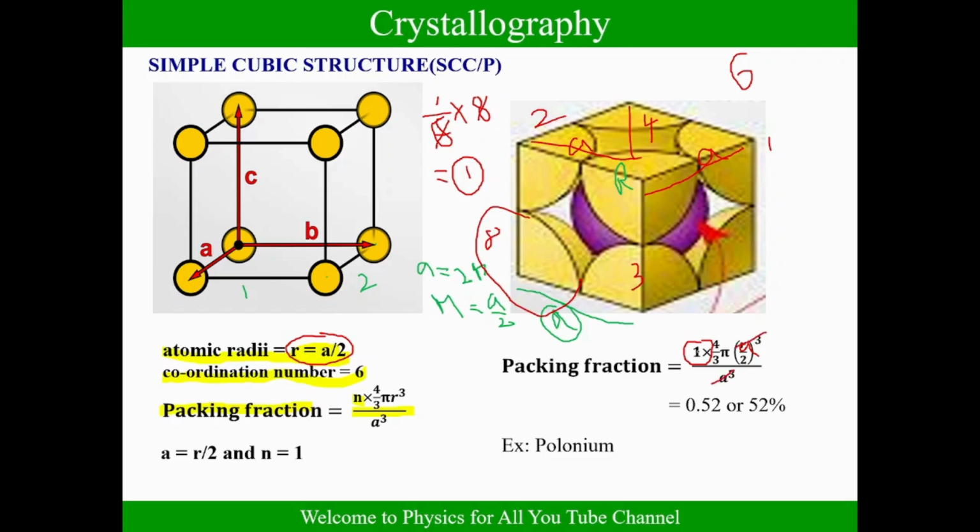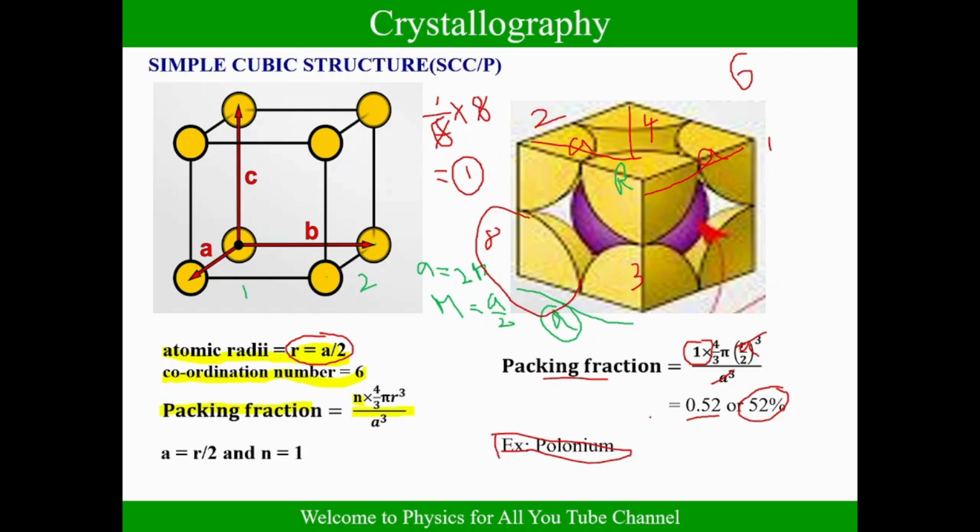After cancelling the a power 3 terms, we calculate the remaining numerical. What will we get? 0.52 is the packing fraction of simple cubic structure. Generally, packing fraction is mentioned in the form of a percentage. Therefore, packing fraction of simple cubic structure is equal to 52%. Polonium is the only element which can exhibit simple cubic structure. It is about simple cubic structure.